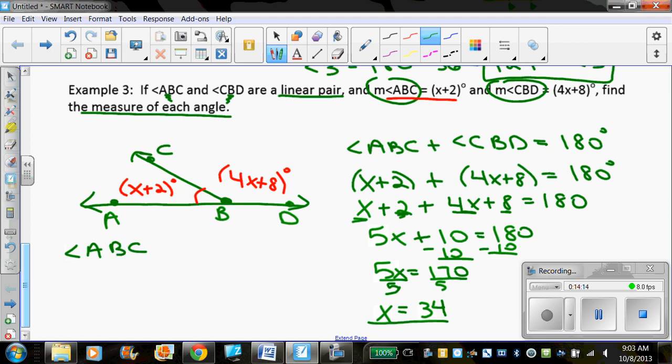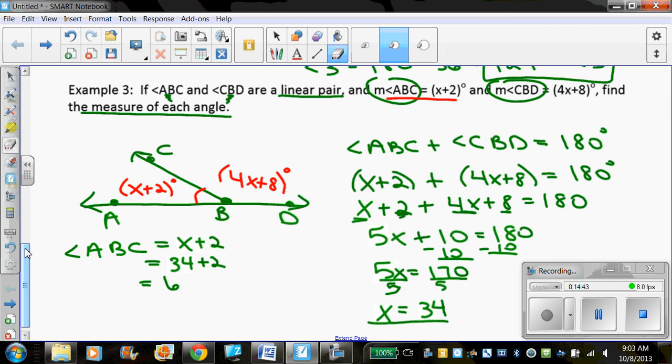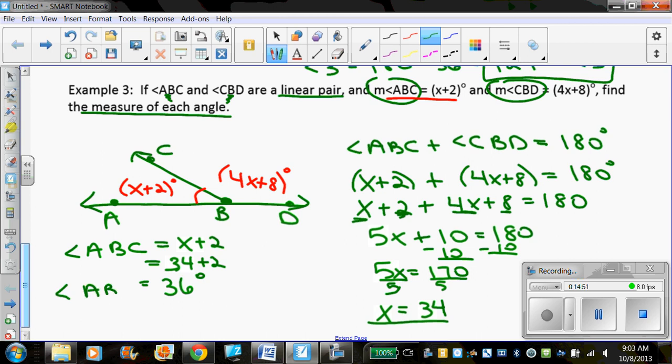To take a step back, all we did is: the linear pair we know adds up to 180 degrees, so we can add these two angles to 180 degrees. We substitute our expressions in for those angles, and we solve for x. That gives us 34. Since we know that ABC is represented by x plus 2, we can just put that 34 in for x. And we know then that ABC is 36 degrees. So the measure of ABC is 36 degrees, which I'm going to circle.